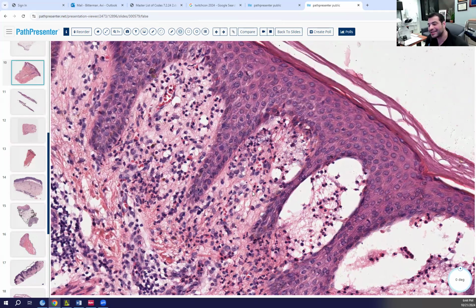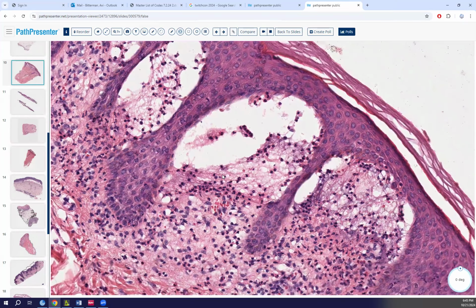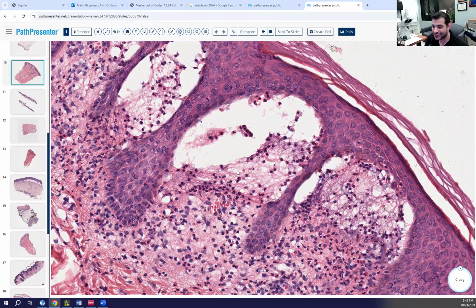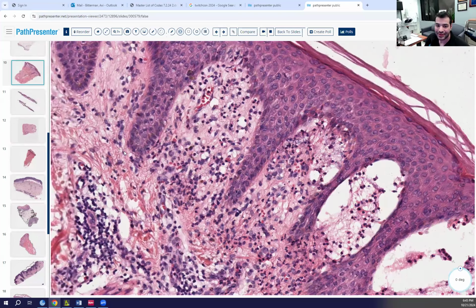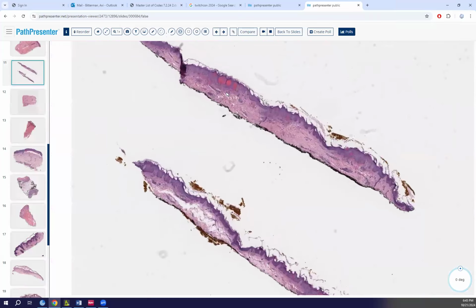Linear IgA. Yeah. Wait, what if it was bullous lupus? What are we going to see then? Full house. Full house, granular IgA, IgM, IgG. Okay, so you'll see the full house. Okay, good.